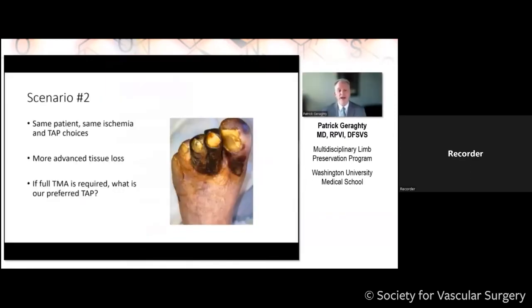Having run through that online calculation, I think it's useful to consider a second clinical scenario. Here's the same patient with a greater burden of necrotic disease in the forefoot. This will require transmetatarsal amputation. In that setting, what will be our preferred target arterial path?